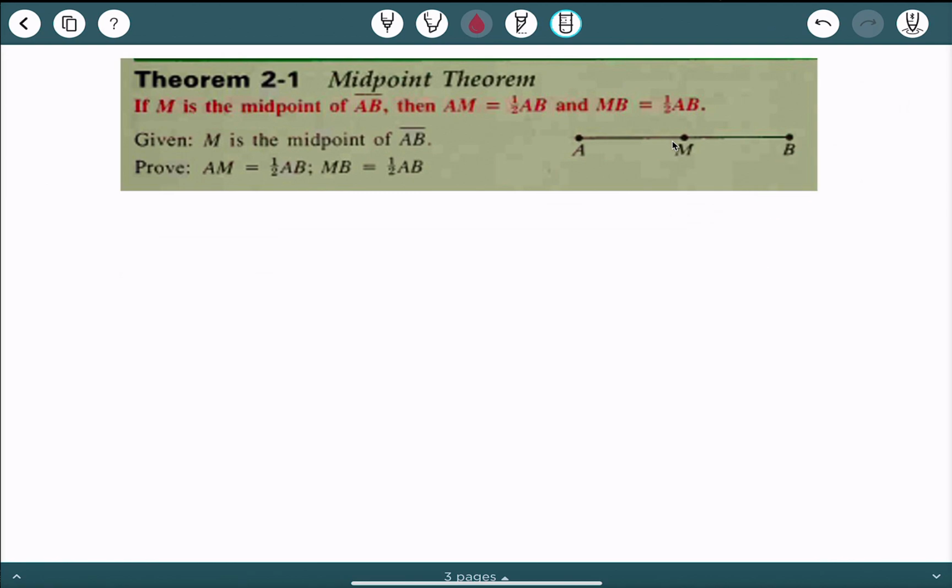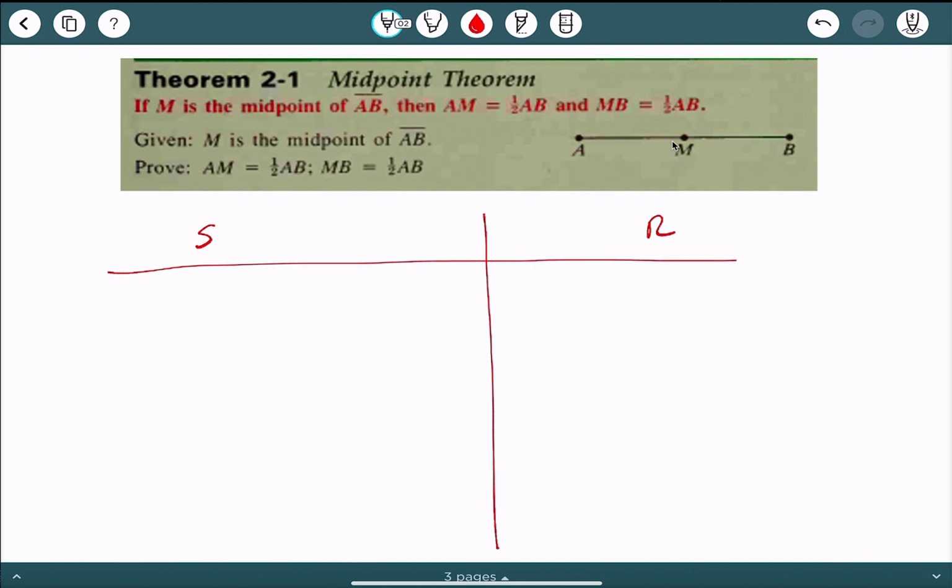Okay, so let's write our proof. So we need a statements column. I'm just going to put an S and a reasons column. So statements and reasons. Okay, so let's start out with our given. So we're given that M is the midpoint of AB.